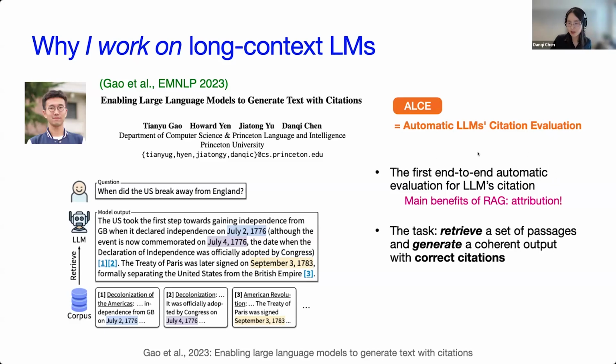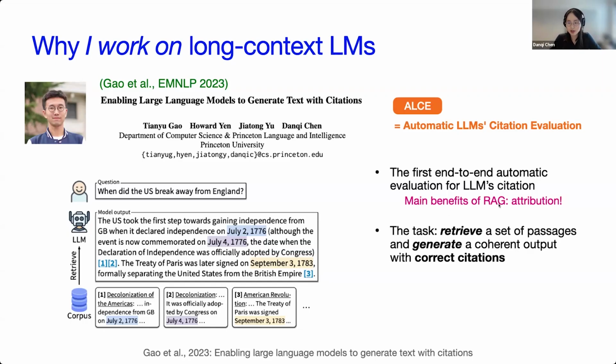So the task basically works as follows. Given an input query, like when did the US break away from England? We ask the system to first retrieve a set of passages from a large collection of documents, and then generate accurate and coherent output with proper citations. As you can see from this example, at the end of each individual statement sentence that it generates, it has these numbers like 1, 2, 3 that refer to the passages the system actually retrieved.